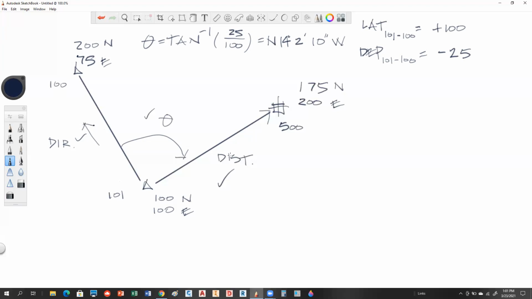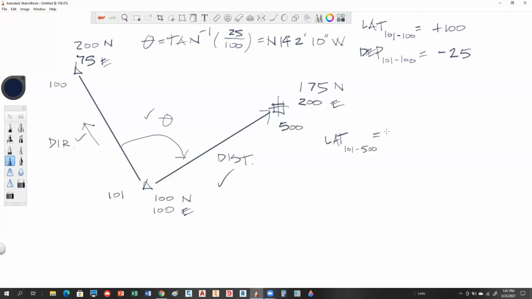So how do we get the distance from 101 to 500? Use the Pythagorean theorem. Okay, fine. And what are the two sides of your triangle? That would be your latitude and departure. There you go. So we need latitude and departure. I don't disagree with the Pythagorean theorem, but what I need to know is what? The latitude from 101 to 500, correct?